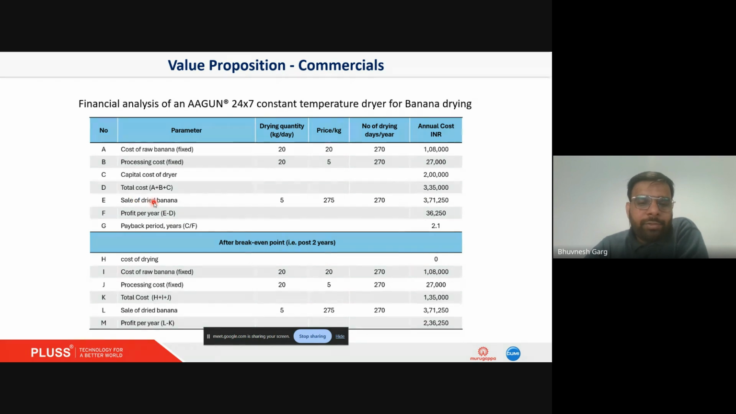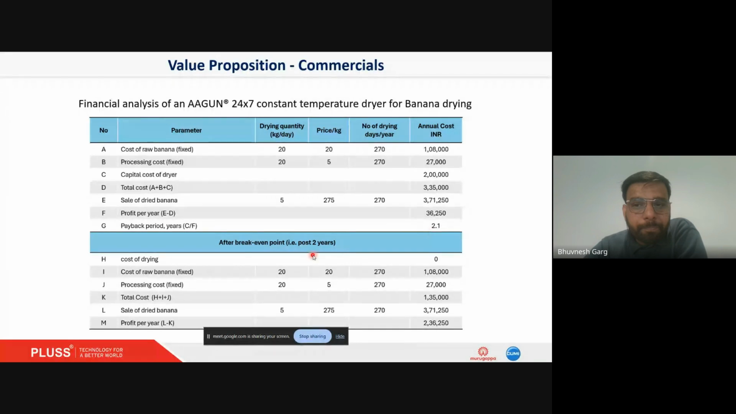So dried banana, or any dried food product, is very costly. You are getting 275 or 300 rupees per kg. And when you are putting in 20 kg, after reducing the moisture, you are able to get 5 kg of your food, like banana. So you are able to sell it at 275 rupees, and this is for 270 days. You are able to get 3,71,000 rupees per year. The payback period for your dryer will be approximately 2.1 years.